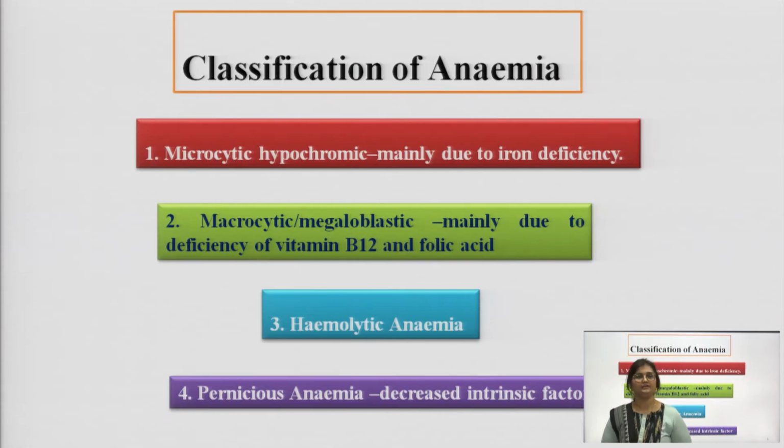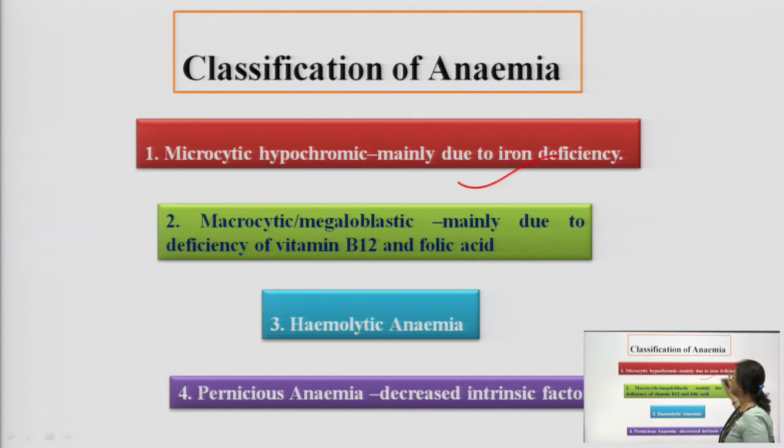Here we could see the various classifications of anemia. What are the different types of anemia? Number one, microcytic anemia, also known as microcytic hypochromic anemia. It is mainly caused due to iron deficiency.